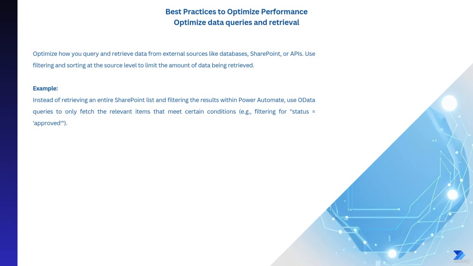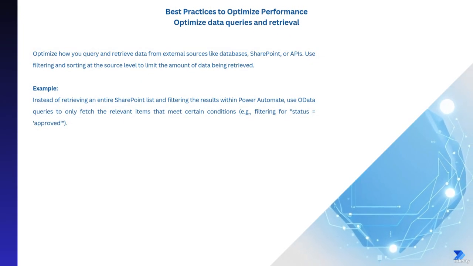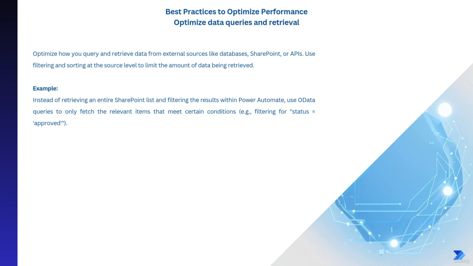Optimize data queries and retrieval. Optimize how you query and retrieve data from external sources like databases, SharePoint, or APIs. Use filtering and sorting at the source level to limit the amount of data being retrieved. Example: instead of retrieving an entire SharePoint list and filtering the results within Power Automate, use OData queries to only fetch the relevant items that meet certain conditions, e.g., filtering for status equals approved.